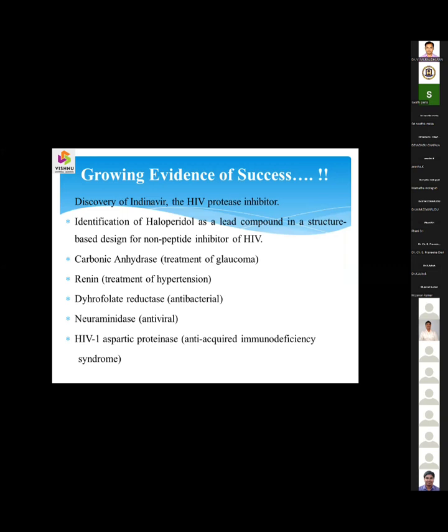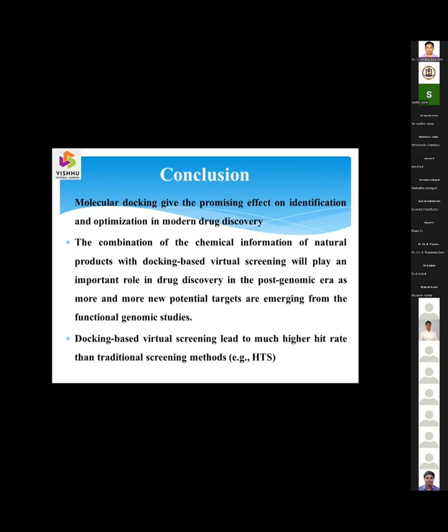So discovery of Indinavir, the HIV protease inhibitors, identification of haloperidol as a lead compound in the structure-based design for non-peptide inhibitor in HIV, carbonic anhydrase treatment of glaucoma, renin treatment of hypertension, dihydrofolate reductase, antibacterial, neuraminidase, antiviral, HIV aspartic proteinases, acquired immunodeficiency syndrome. So these are the growing evidences in the success rate of using computer-aided drug design.